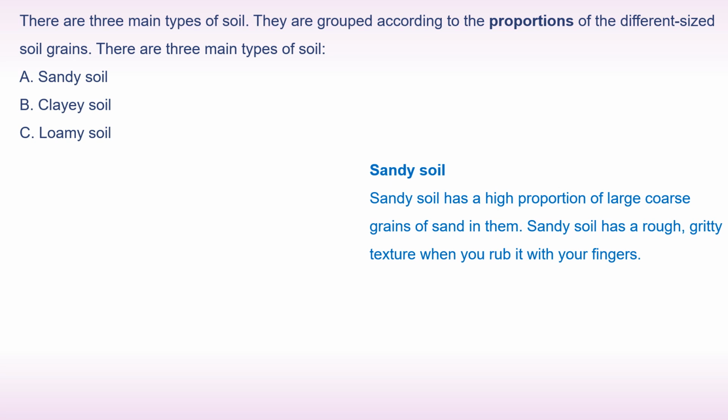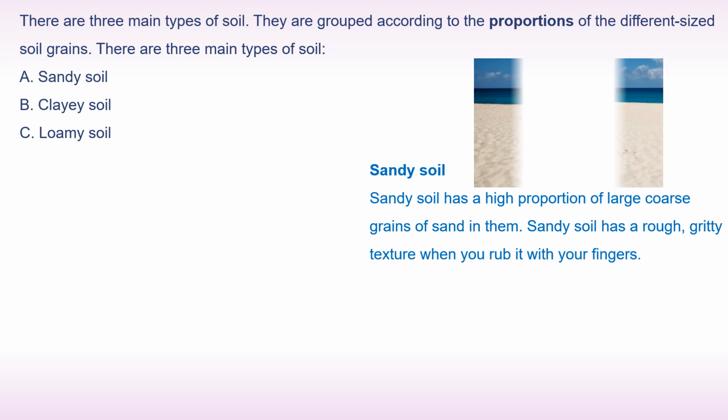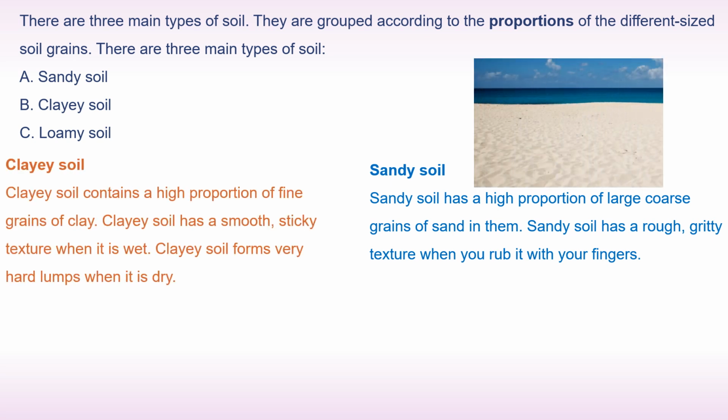Now let's look at sandy soil. Sandy soil has a high proportion of large coarse grains of sand in it. Sandy soil has a rough, gritty texture when you rub it with your fingers. Now this is the picture of sandy soil. This is the one you find mainly at the beach.